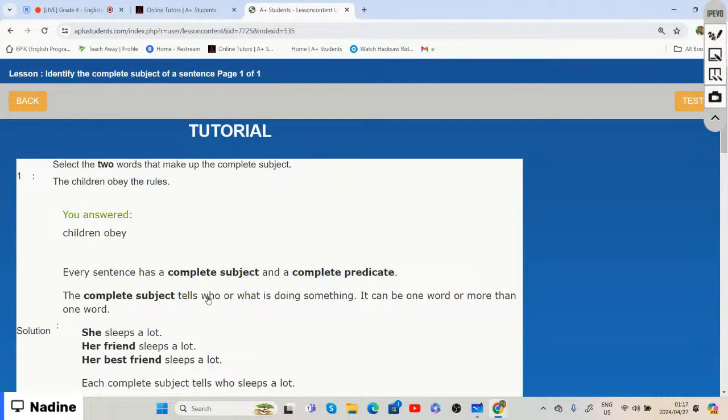So we said a complete subject tells us who or what is doing something. And now we need to identify our subject in the sentence. It says the children obey the rules. We need to select the subject, two words that make up a complete subject.